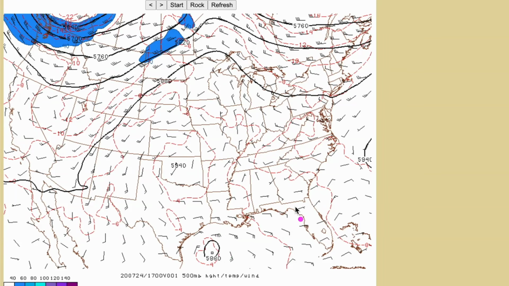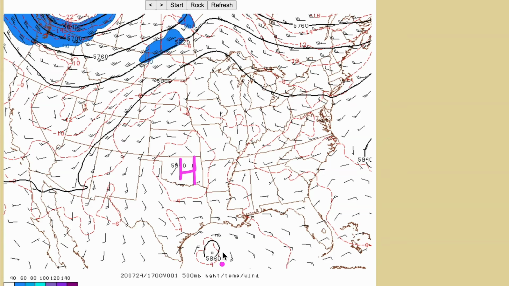And so let's talk about our steering currents here. We have a big ridge over much of the U.S., very expansive ridge here. The center of that ridge looks to be somewhere over Oklahoma. Very calm winds there in eastern Oklahoma, southerly winds on the west side, northeasterly winds on the east side, more easterly flow on the south side, westerly flow on the north side. So our center of high pressure looks to be right there in that Oklahoma area.